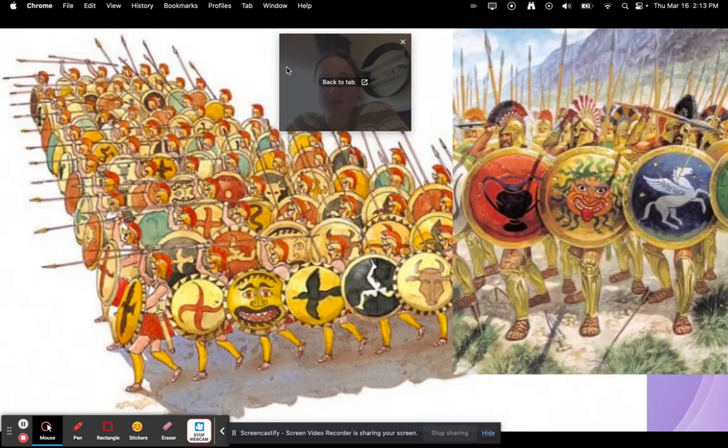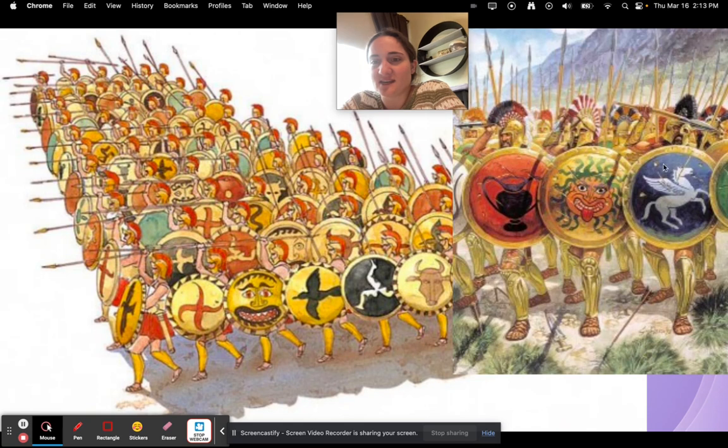All right, so here's a picture of what the phalanx looks like. You can see here's the front view. It is just a wall of shields with spears, and they're moving at you. Here's more of a side view. You can see how all these soldiers are lined up in a giant wall with their spears poking through the gaps.